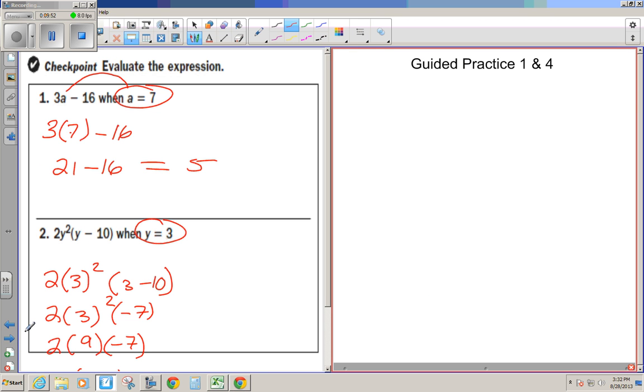All right, guided practice. Let's do number 1 and 4. Number 1 is to evaluate the expression. So this is number 1. 6 cubed. Well, that's 6 times 6 times 6. That's 36 times 6. And since we're not using calculators right now, you could at home if you want. That's 36, carry the 3, that's 18, 216.